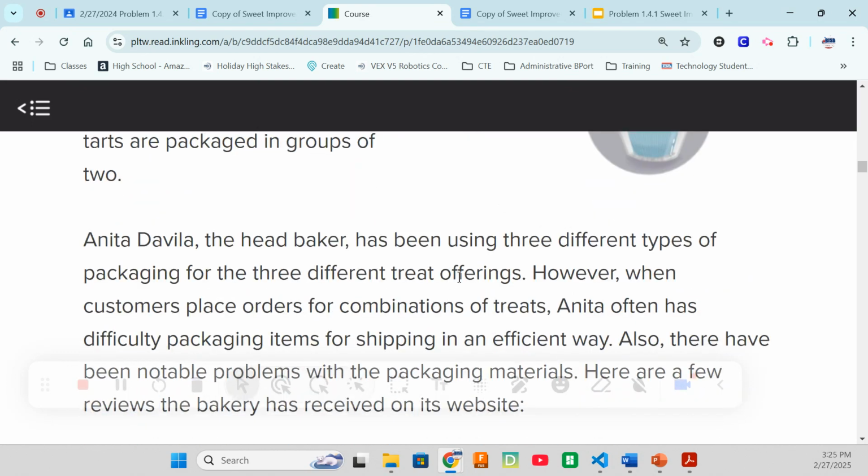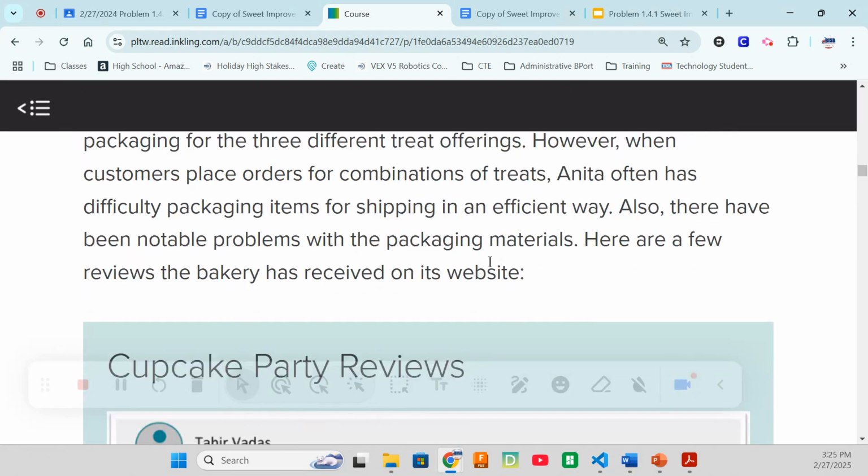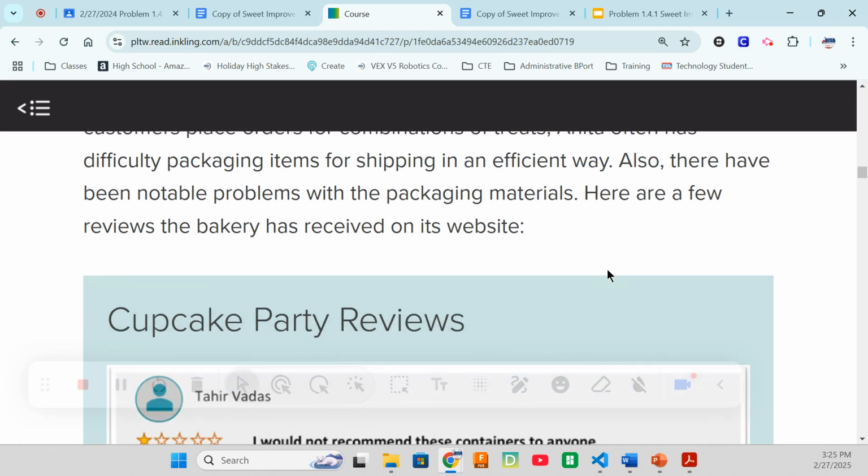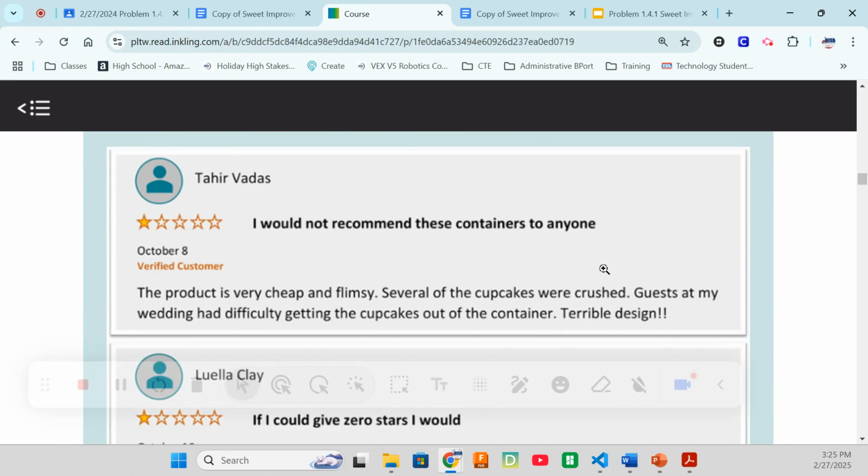Anita Davila, the head baker, has been using 3 types of packaging for the 3 different treat offerings. However, when customers place orders for combinations of treats, Anita often has difficulty packaging items for shipping in an efficient way. Also, there have been notable problems with the packaging materials. Here are a few reviews the bakery has received on its website. So you can scroll down and see the reviews.